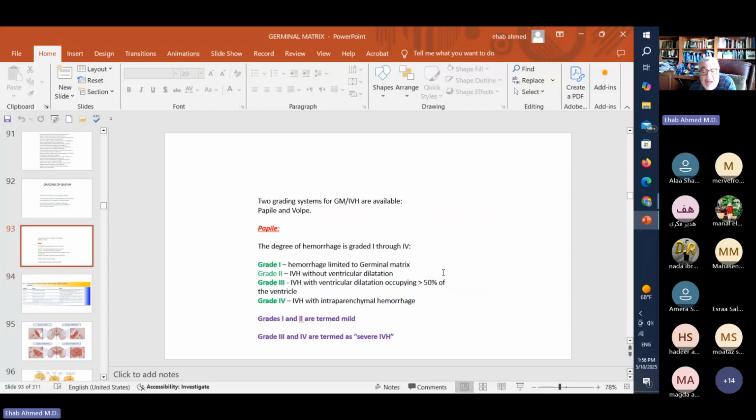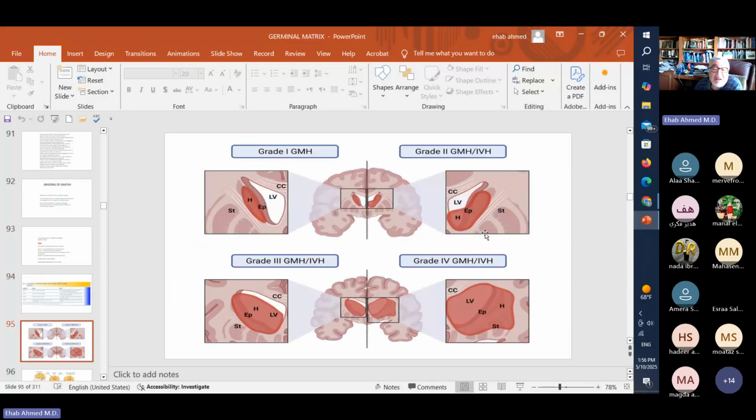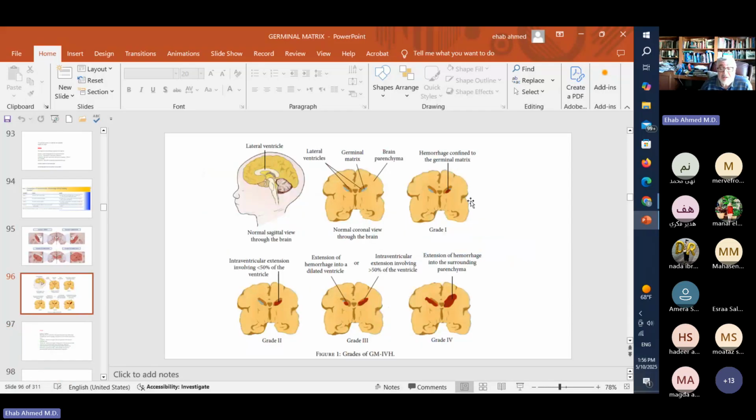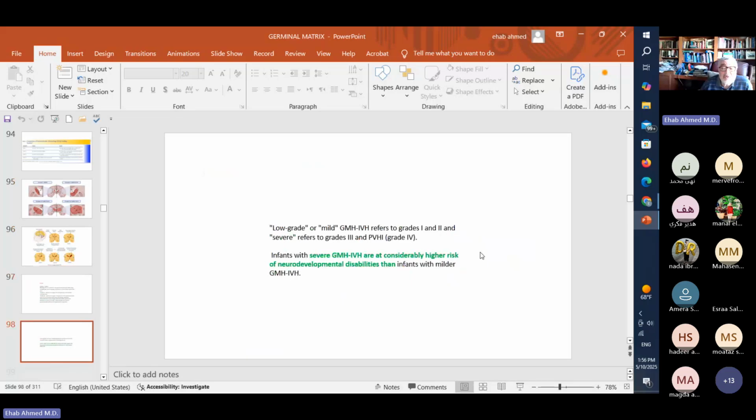Okay? And then the basics, and this is another example. This is a coronal section, which shows you the grade 1, blood in the germinal matrix. Grade 2, extending to the ventricle. Grade 3, ventricular dilatation. Grade 4, or periventricular hemorrhagic infarction with parenchymal involvement. The basics on which the grading was done is the cranial ultrasound. Same story.